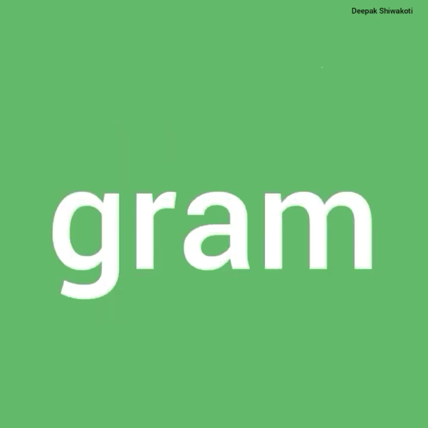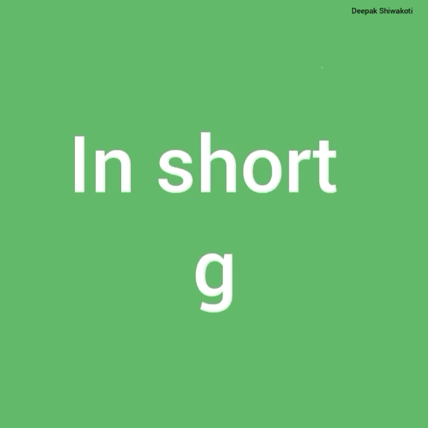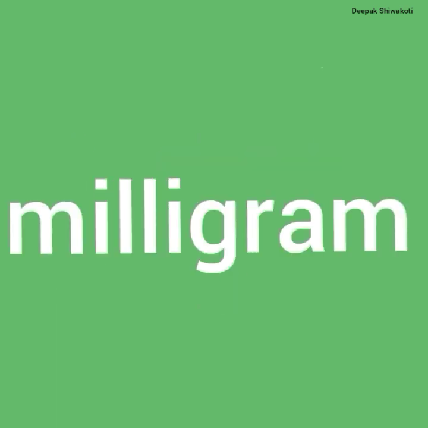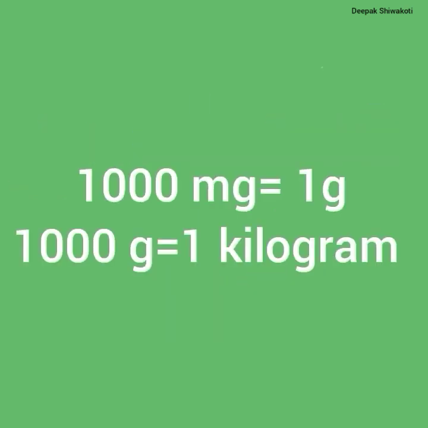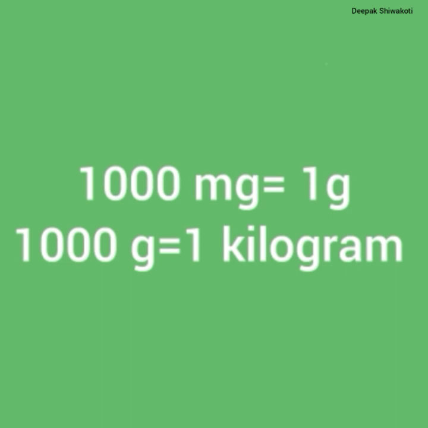In short, gram is written as g, and when we measure objects having mass less than 1 gram, then we use milligrams, and in short we write milligram as mg. These small units we should remember. So 1000 mg is equal to 1 gram and 1000 gram is equal to 1 kilogram. Here we complete the basic concepts of measurement of mass.